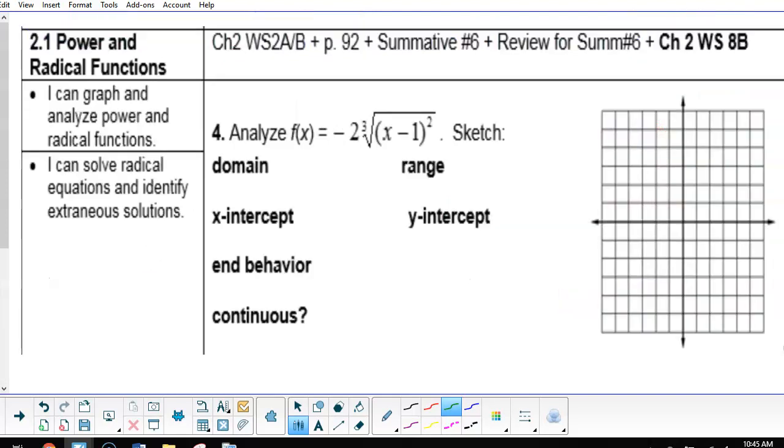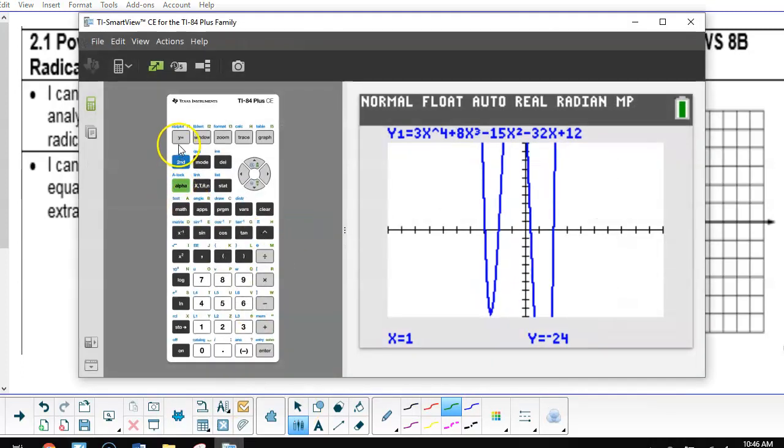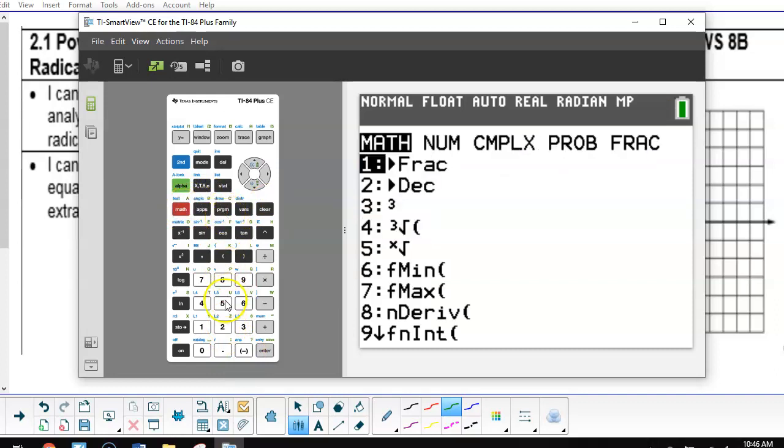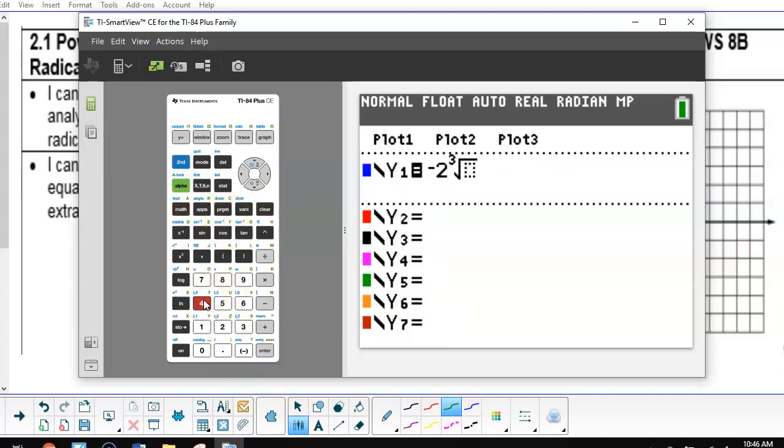All right, then we are on to 2.1, which I am very concerned about because it's been a long time since we talked about this. Can we type that one in real quick? Someone help me. Let me get this cleared out of here. -2, then what was it? Cubed roots? Math number 4, cubed root of x minus 1. Uh-oh. Yeah, I'm going to need a parenthesis.